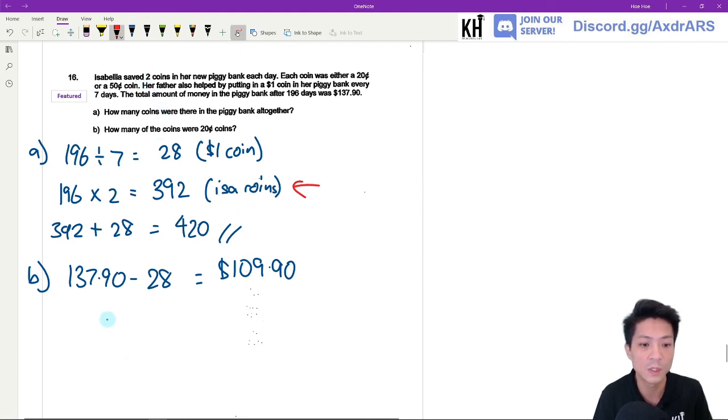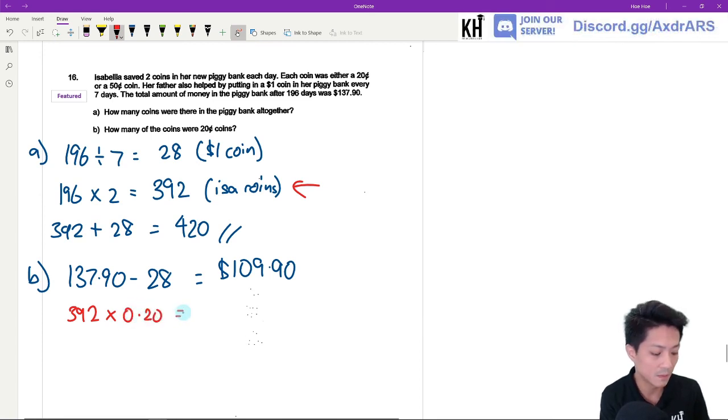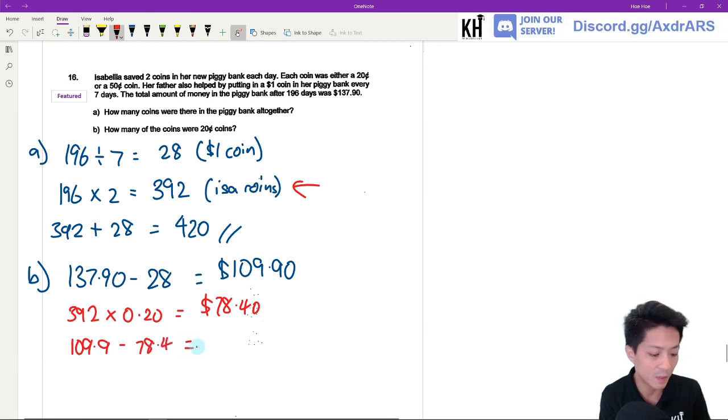I'm going to use the supposition method, where I assume all of them are 20-cent coins. So 392 times 20 cents is going to give me $78.40. Now I'm going to use $109.90 minus $78.40.